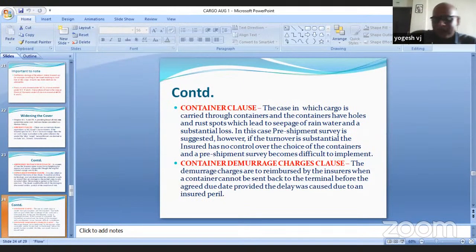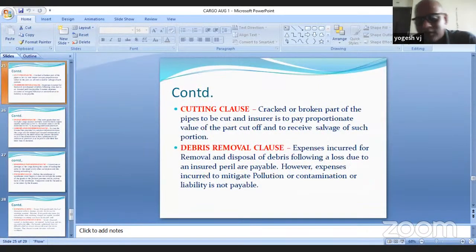See, the demurrage charges are to be reimbursed by the insurers when a container cannot be sent back to the terminal before the agreed due date, provided the delay was caused due to an insured peril. Okay. If this loss or delay has happened because of an uninsured peril, it is not covered.